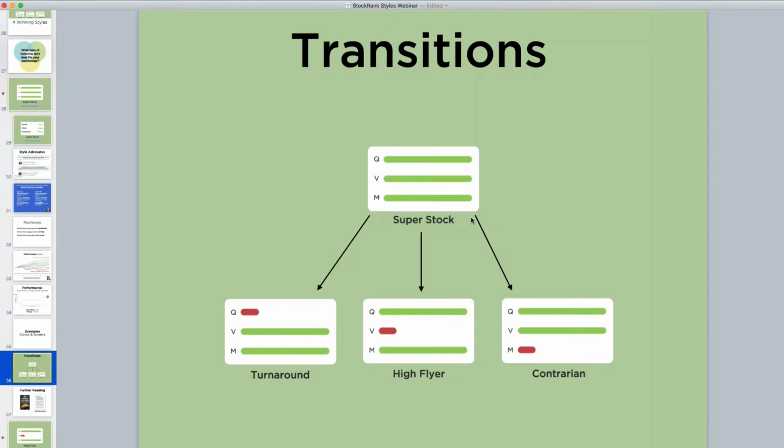A super stock, this kind of ideal profile of a share, one thing is going to happen to these shares. Often they're going to jump. One of these factors is going to jump, or two might jump. So naturally, if you think about one of these factors changing, it can move to one of three other profiles.